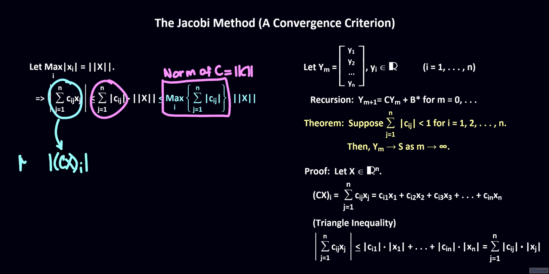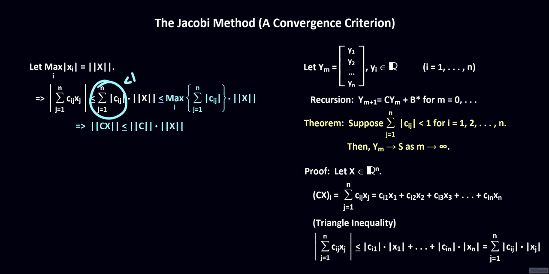We take the maximum of the absolute values of all the components of C times x, giving us the norm of C times x. So the norm of C times x will be less than or equal to the norm of C times the norm of x. Since the theorem supposes that each of these sums is less than 1, and C has a finite number of rows, the norm of C will be less than some constant k, which is less than 1. And so the norm of C times x will be less than or equal to k times the norm of x.